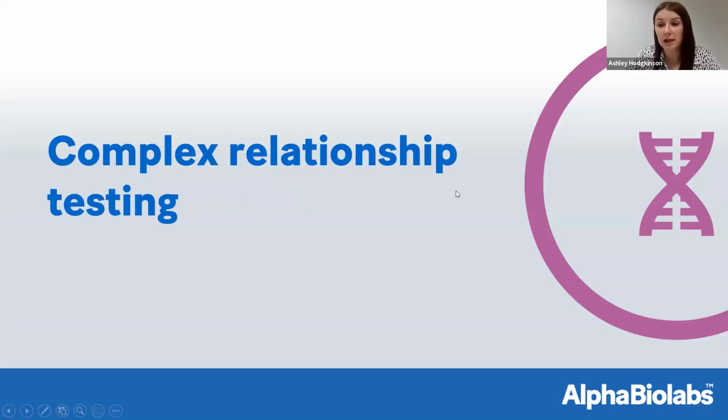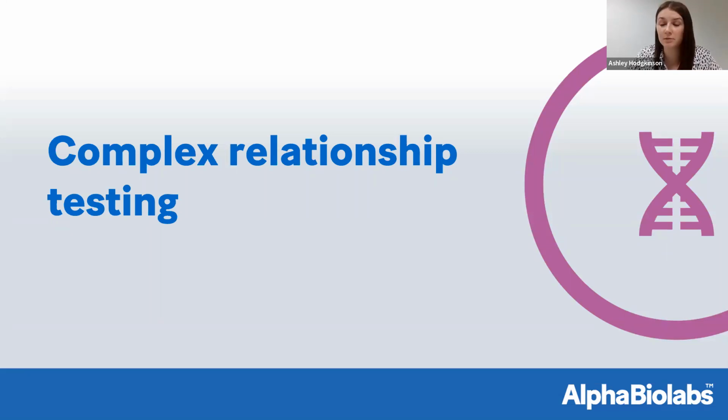Okay, so we're going to move on to complex relationship testing. As I mentioned at the start, this would be in the instance where the alleged father, if that was the relationship that you were testing, is either unavailable or unwilling to provide a sample. All parties that provide samples to us must be willing to provide consent. If they're not, then unfortunately testing can't go ahead without that. So this would be where we turn to complex relationship testing to see what our options are.